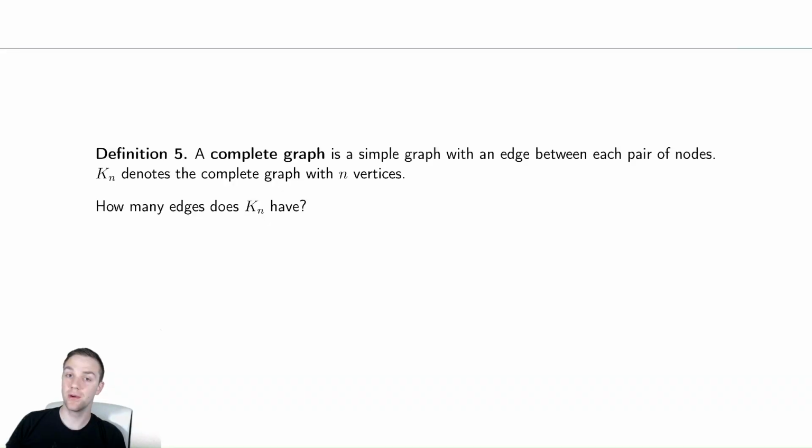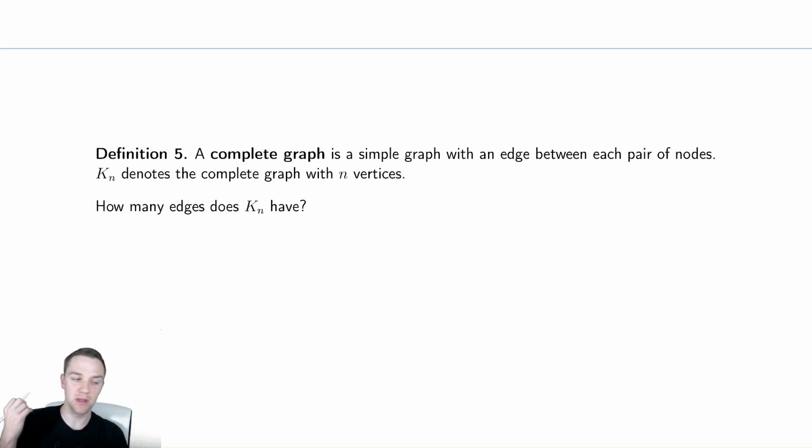In this video, we're going to discuss some of the logistics of the number of edges and how that can relate to the number of nodes. We're going to begin with what's called a complete graph. This is, in a sense, an upper bound on the size of a graph. So a complete graph is a simple graph with an edge between each pair of nodes.